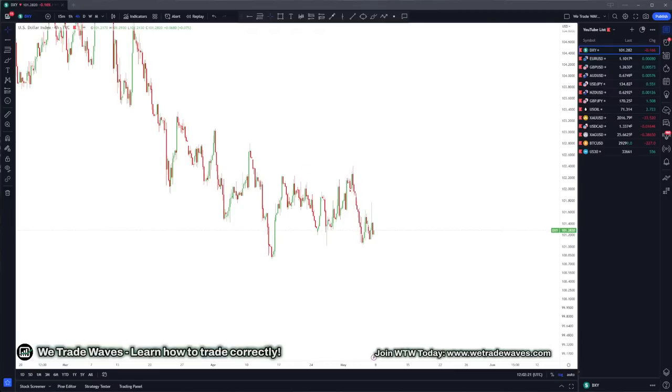The reason is the structure. I'll explain the structure. I'll show you now the structure in detail. What has happened? What was the reason for this fall in terms of structure? And what are we expecting next?